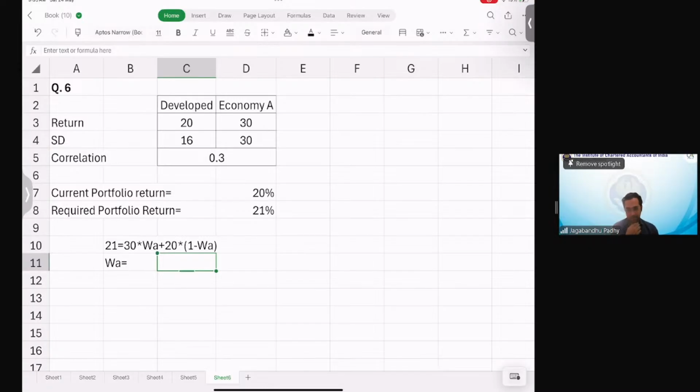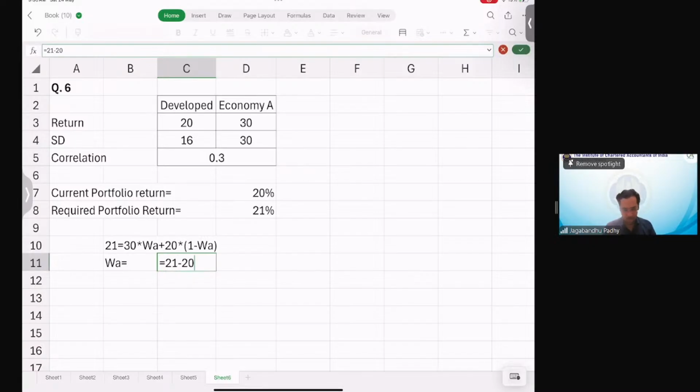The weightage of A. Solve this equation. I think the answer should be 1 minus 20 divided by 10. Is it 0.1? Just check, guys. Is it 10%?